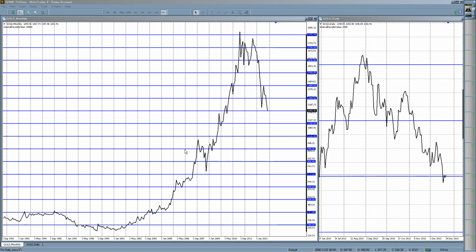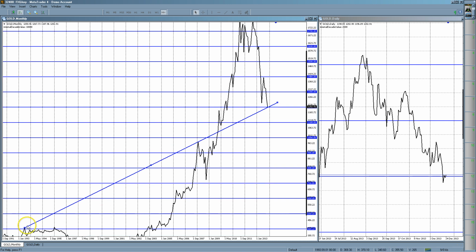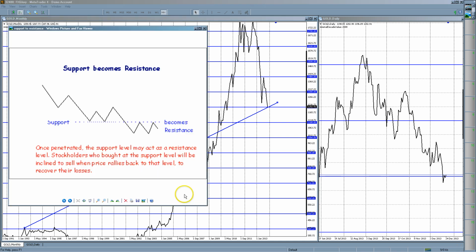I'm doing a simpleton look at the gold market using the current fractal technology of the trend line. Okay, this is what I'm thinking. Come in here. So top becomes bottom. See what I mean? Okay, here's the concept I'm relying upon.